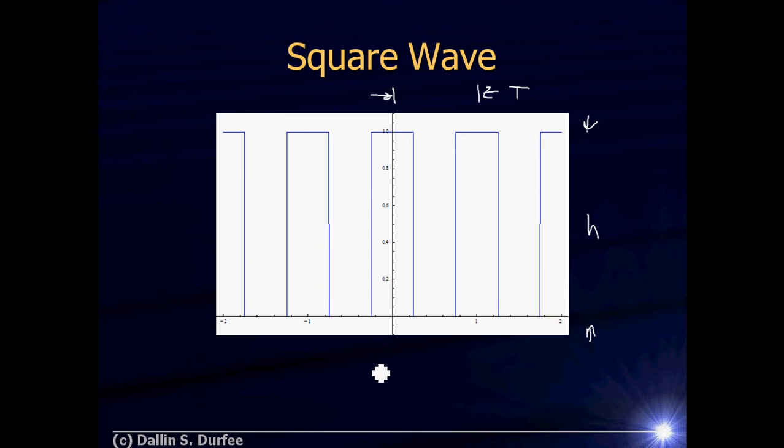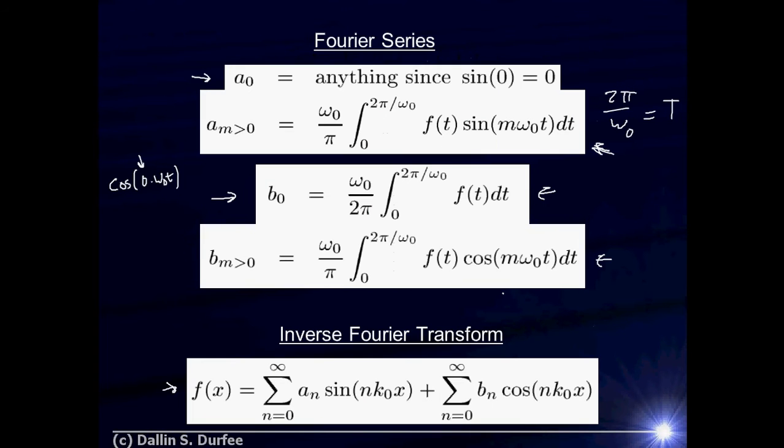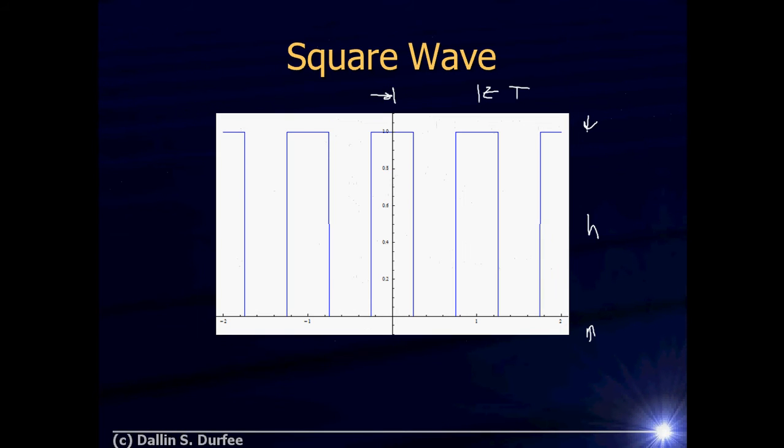So that means I need to find my a sub n's and my b sub n's. So if I look right here, here's my a sub n's and my b sub n's, right? For the a sub n's, we're going to multiply this by a sine wave and integrate, all right? But I'm not actually going to do that integral. I'm going to show you a shortcut, all right?